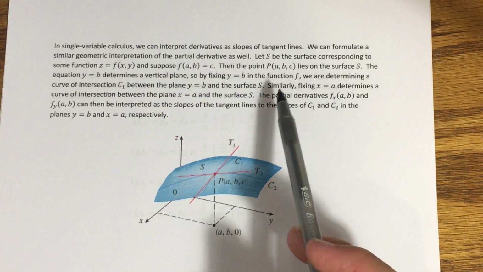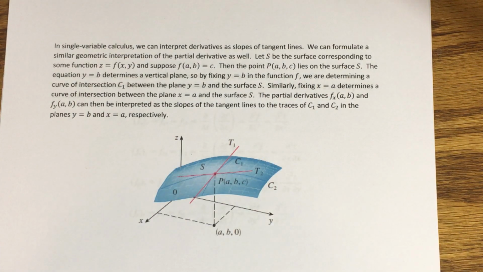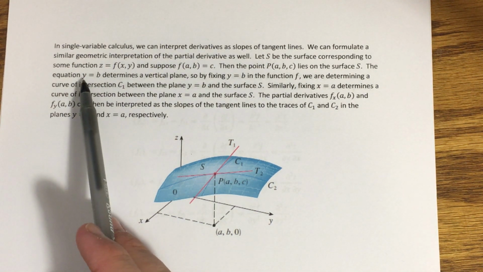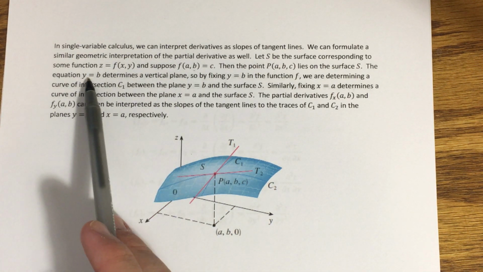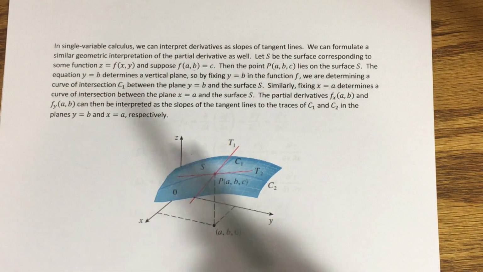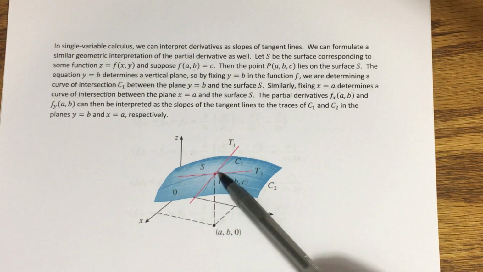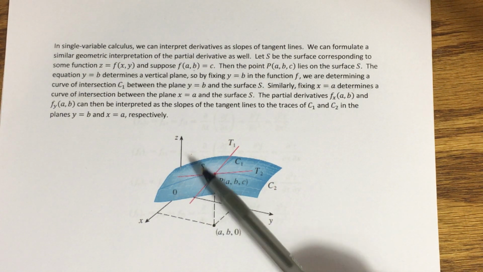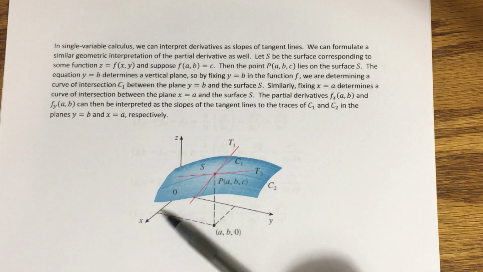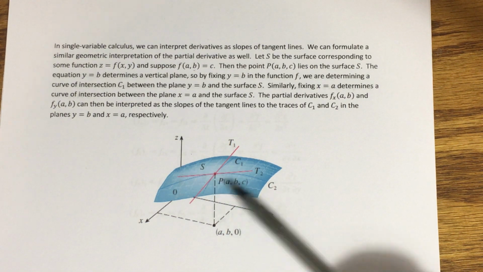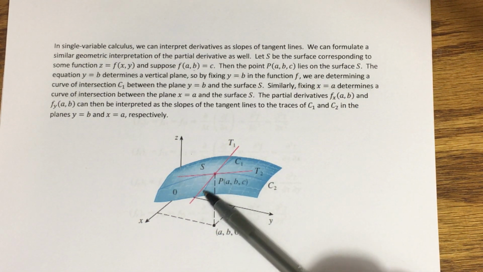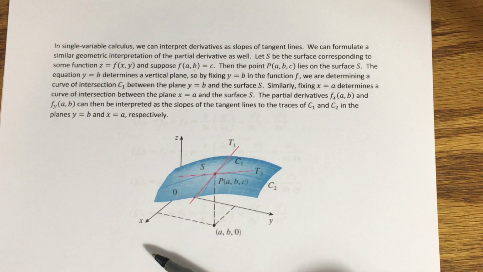Okay? Now, what do we do when we're taking a partial derivative? We're holding one of our variables constant. So, for example, if I wanted to hold y constant, if I set y equal to this constant b, in 3-space, if I look at the graph of that equation, y equals b, that's the graph of a vertical plane. It's the plane that would contain these two dotted or dashed lines right here. It'd be a vertical plane passing through the surface, kind of cutting through it. And that plane would intersect this surface S in a curve, which here is labeled C1.